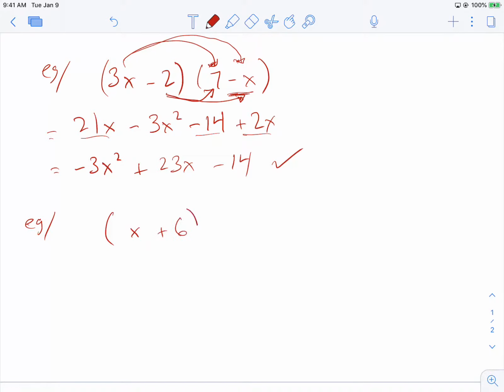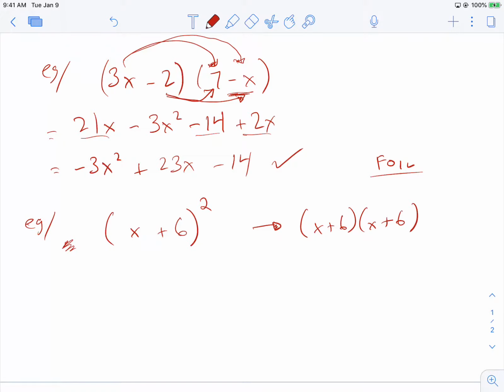Maybe something that looks like that. X plus 6 squared. So what that means, if you see x plus 6 squared, is this thing's multiplying with itself. That's what squared means. It's x plus 6 times x plus 6. So another way we could write that is x plus 6 times x plus 6. I'm going to show you the FOIL way, which I will do over here, and then I'll show you the shortcut, which I'll do over here.